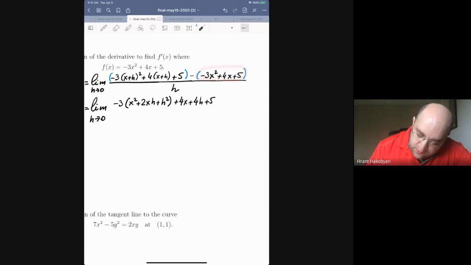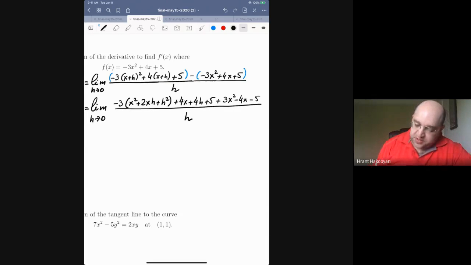So I have a minus sign here. This minus is going to become a plus, so I have plus 3x squared. Then this plus is going to become a minus, so I will have minus 4x. And then the plus 5 will become minus 5. So I have several cancellations here. What's canceled? This 5 and this 5 are canceled.